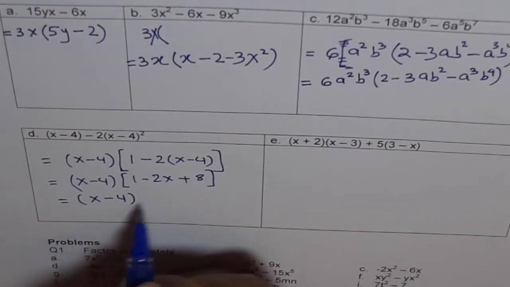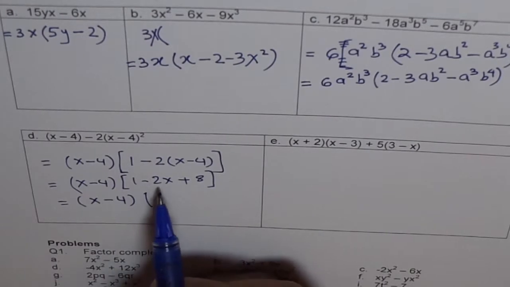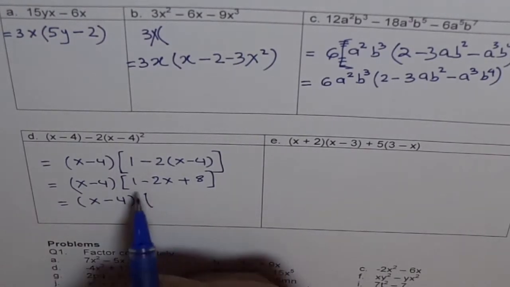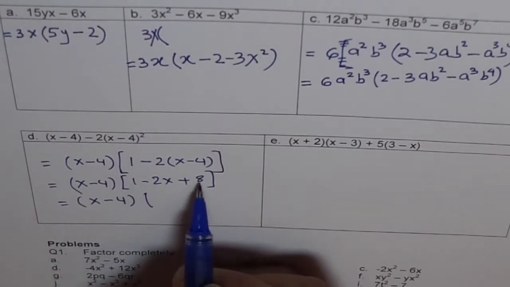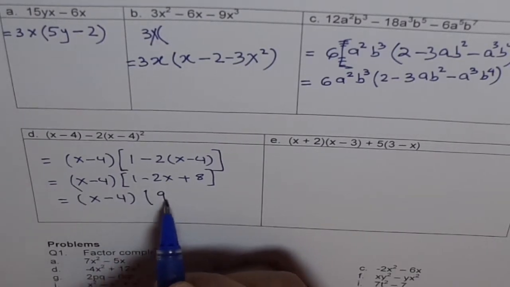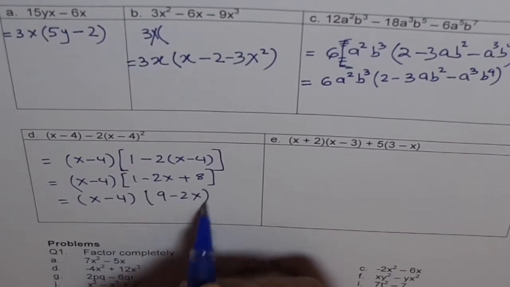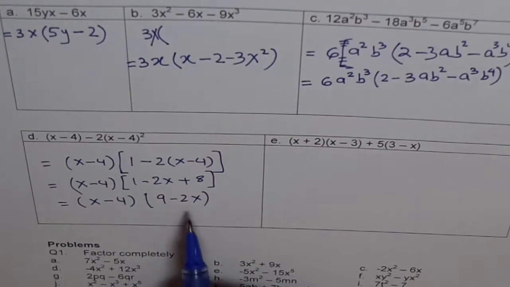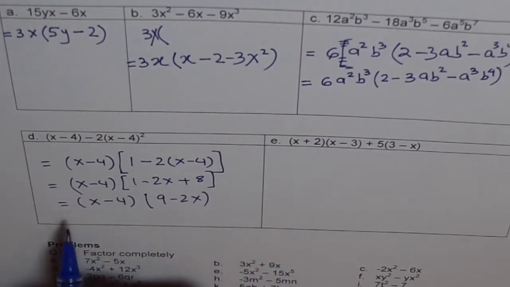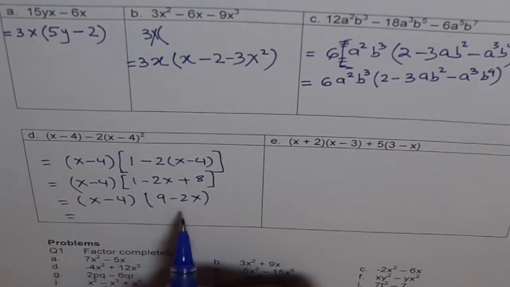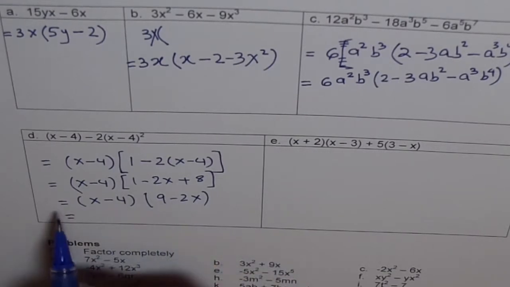Simplified, you get minus 2x and 8 plus 1, 9. So I can write 9 minus 2x. It's good to write x first, okay? Always try to write x first. So in this case, I'll take minus outside, right?